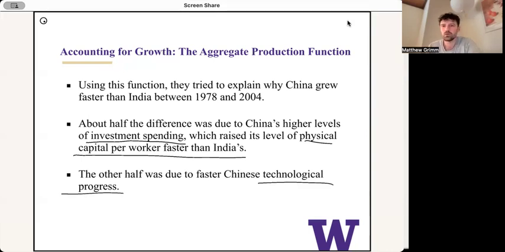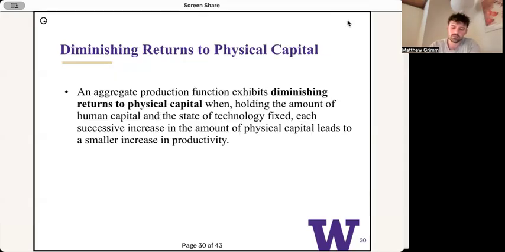So not only are we buying a lot of tools and making these factories for our workers to work in, but also we're improving that technology so they get better tools year after year, which only increases productivity.